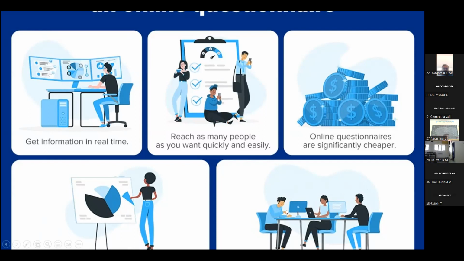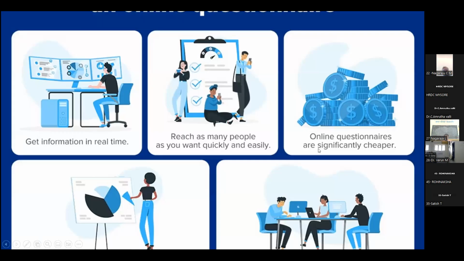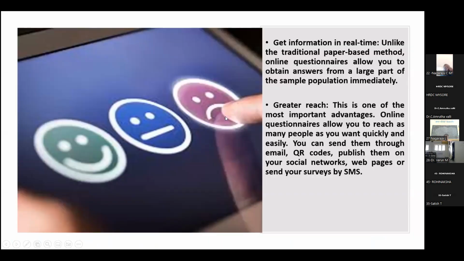You will be able to discuss with the stakeholders of your research, and then you can come to a directional inference. Whatever I have shown in these cartoons, I have put in the form of Word. So, get information in real time. Unlike a traditional paper-based method, online questionnaires allow you to obtain answers from a large part of a sample population immediately. And you are going to get unbiased data here.